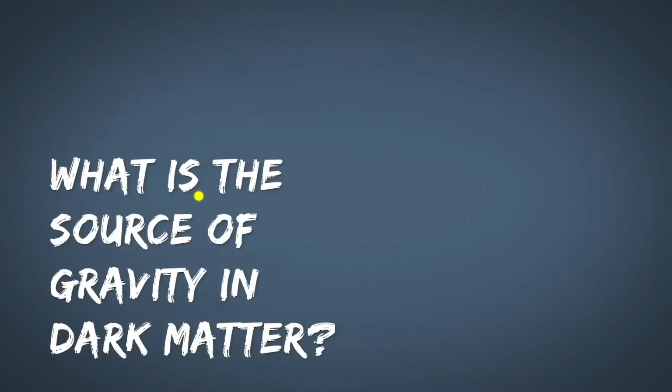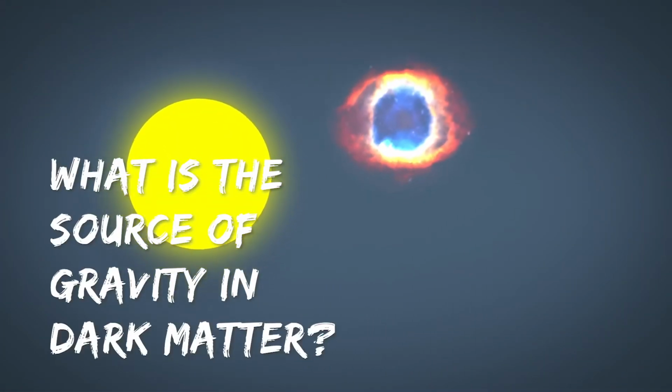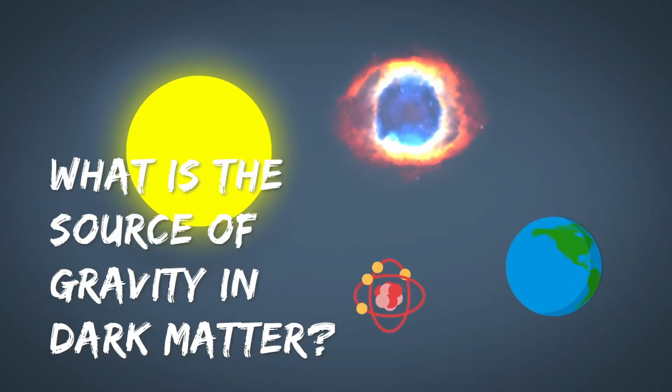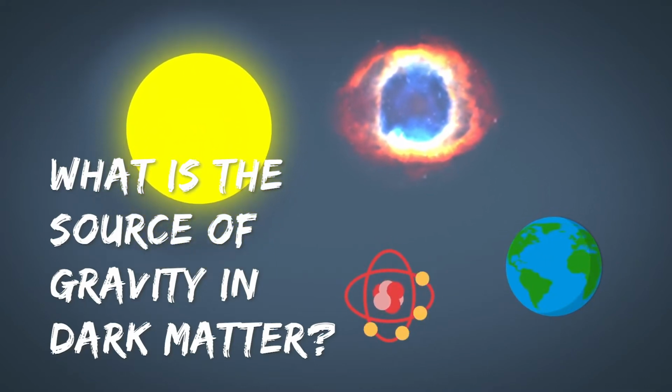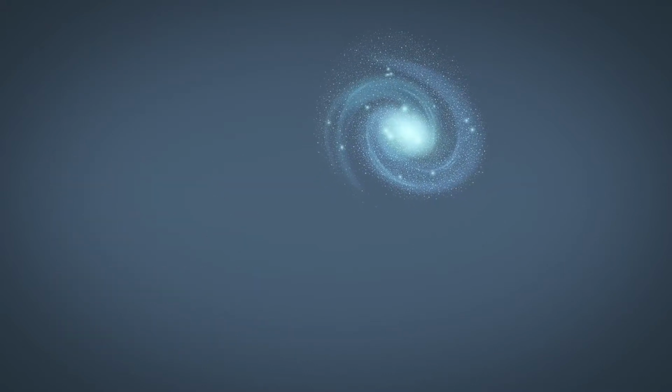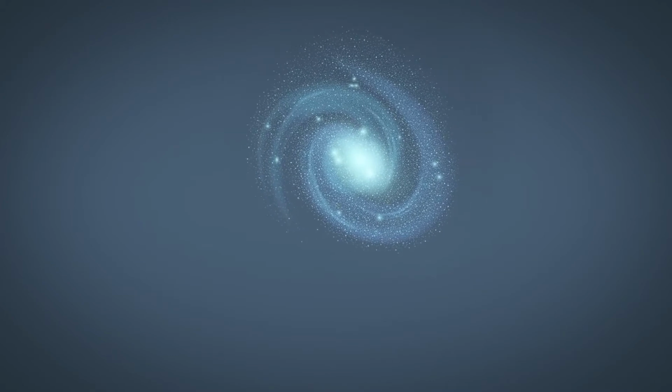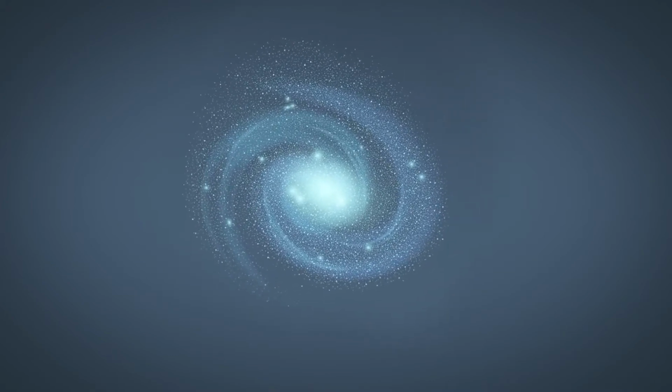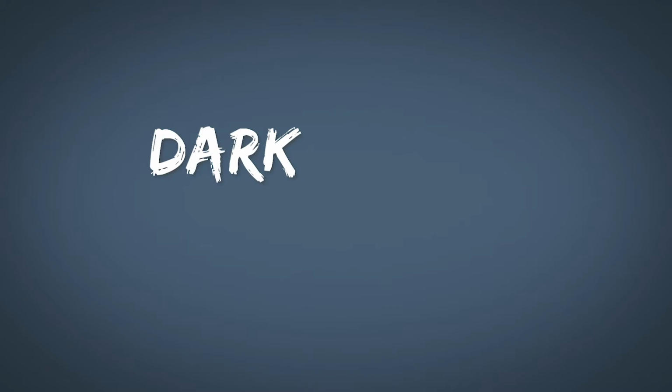And this source of gravity can't come from something we see like stars or nebula or anything else that glows. Otherwise, we would have seen it and we would have accounted for it. There is something inside of galaxies, there is something inside of galaxy clusters that has mass, that has gravity, but isn't emitting any light.